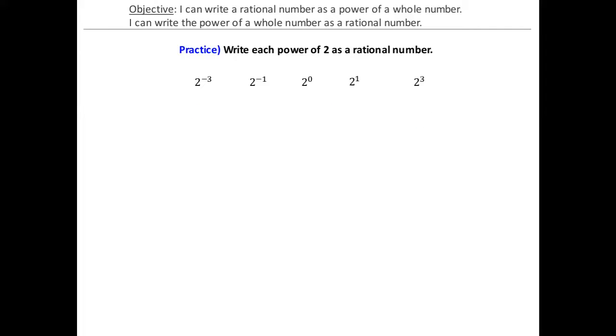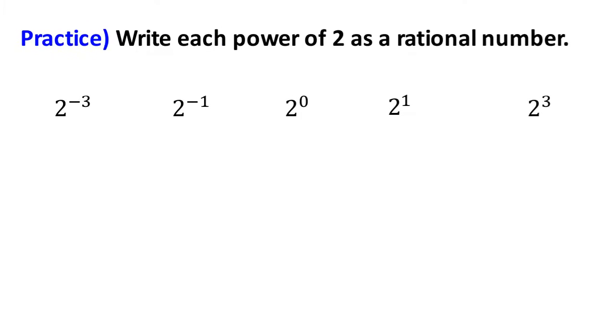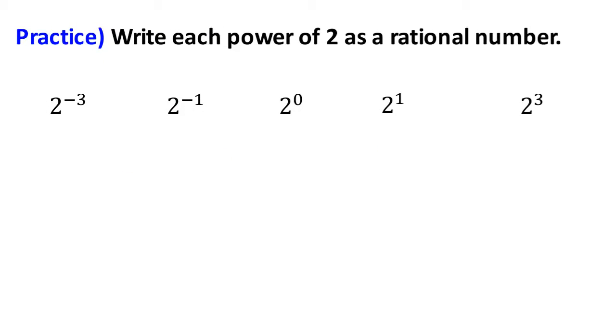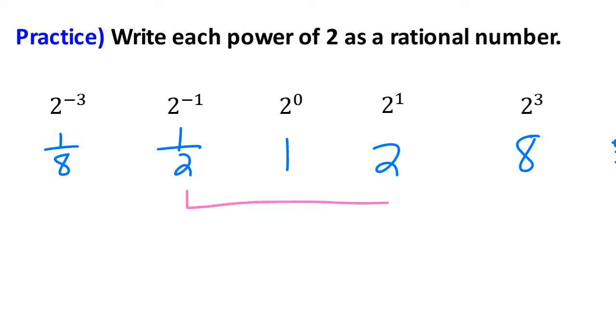Okay. Practice. You guys go ahead and practice this one with the 2's again. 2 to the negative 3, 2 to the negative 1, 2 to the 0, 2 to the first, and 2 to the third. All right, so double check your solutions. You can see again, these match together. A 1/8 and an 8, 1/2 and a 2. And anything raised to the 0 is always 1.